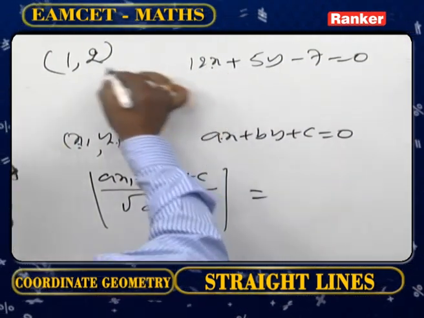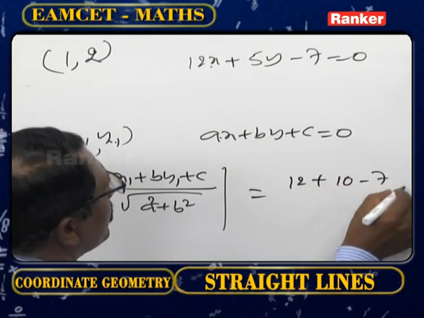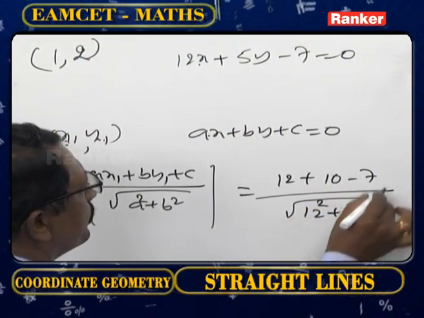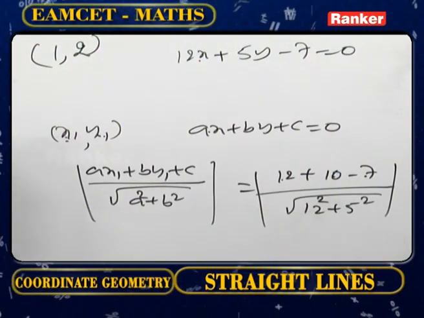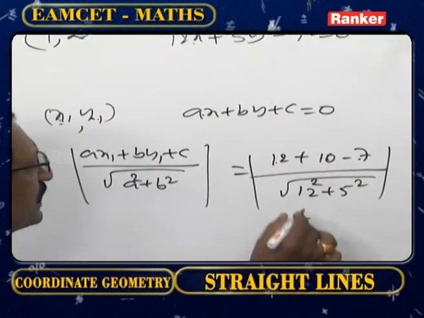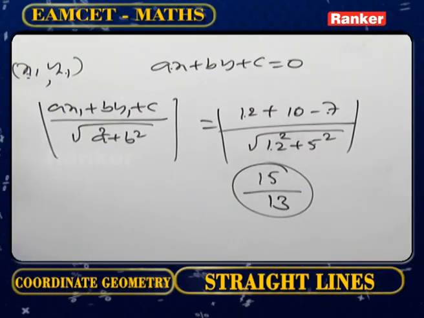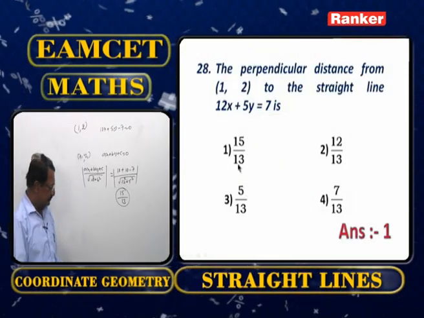Now substitute the point: (12 + 10 - 7) / square root of (12 square + 5 square), that equals (12 + 10 = 22, 22 - 7 = 15) / square root of (12 square + 5 square) = 15/13. Now 15 by 13. Now the first option is correct.